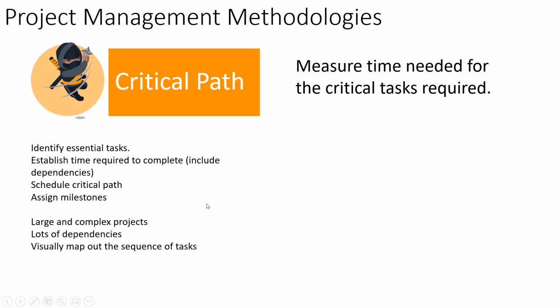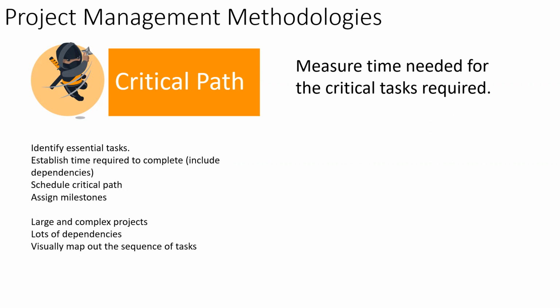Okay, so you would identify the tasks, establish the time required to complete them, and from that you schedule your critical path, and that is essentially each task and how long it will take to achieve that task. You assign milestones, which will also indicate, okay, phase 1 complete.